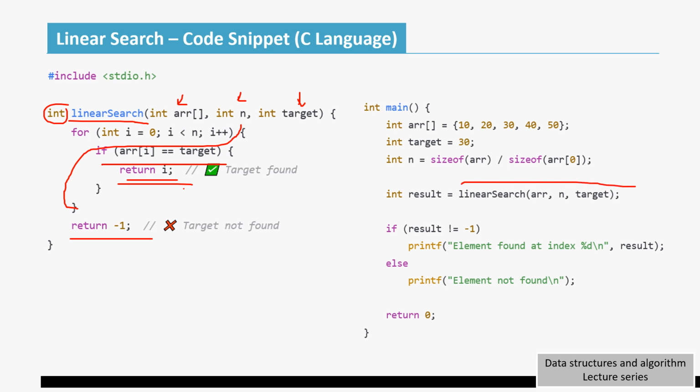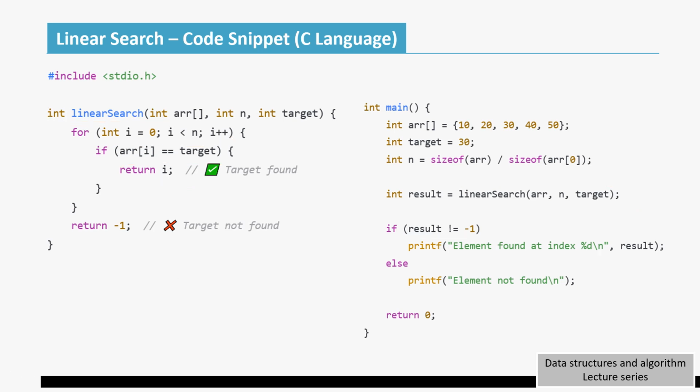So here that is called linearSearch. It will result in either the index if found or -1. If it is not found, then the result will be -1. So here it is checked if result is not equal to -1, then print element found at this location. Else it will printf element not found. So this code is very easy to understand.